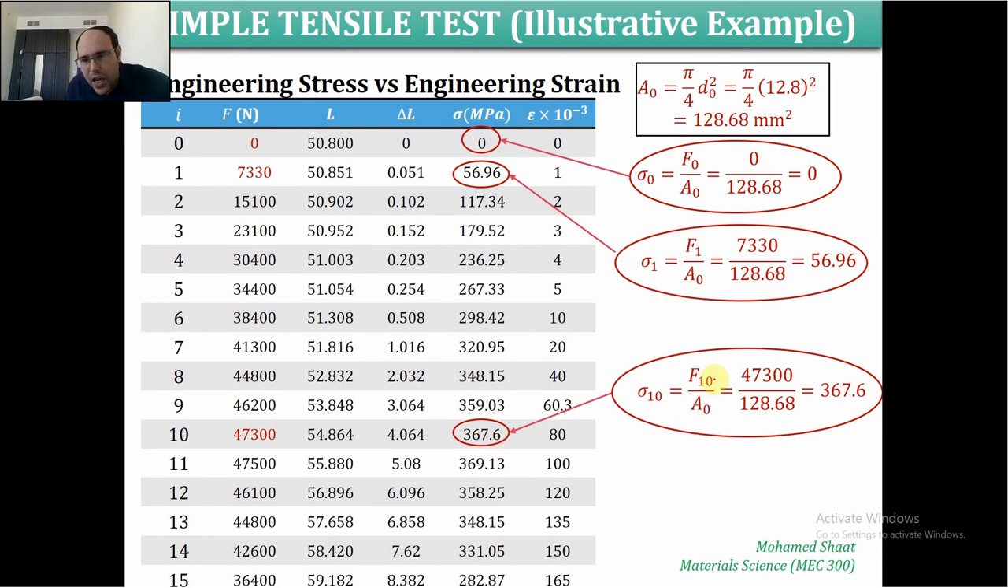If you divide F10, which is 47,300, by 128.68, this is going to give us 367.6, and this is the stress. How about the unit of the stress in that case? It will be in megapascal. So what does it mean, megapascal?